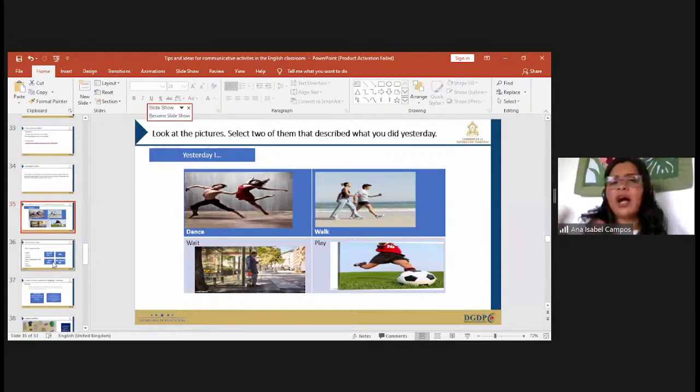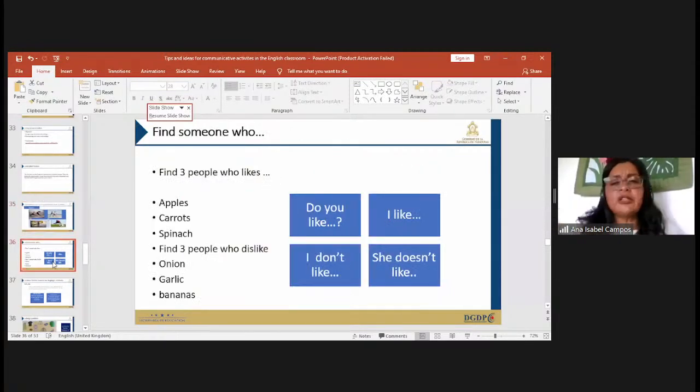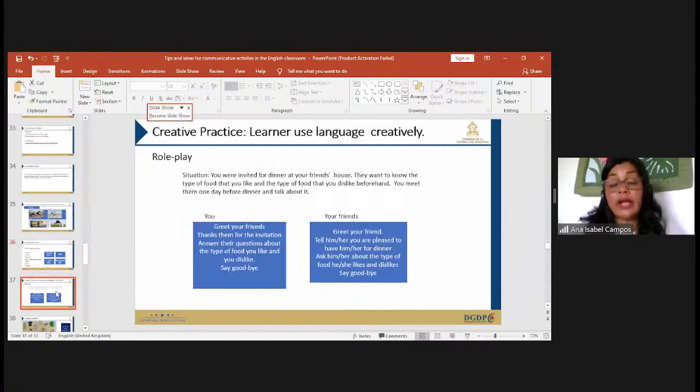We can use it with other forms. Find someone who is very useful. If we are practicing, for example, do you? So find 3 people who like apples, carrots, spinach, and they can use, do you like carrots? I like it. I don't like it. So they can practice the forms. That is controlled practice as well.